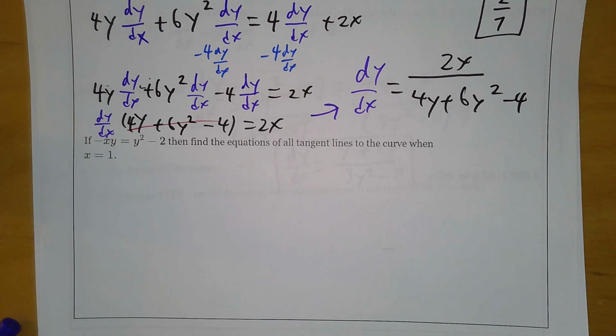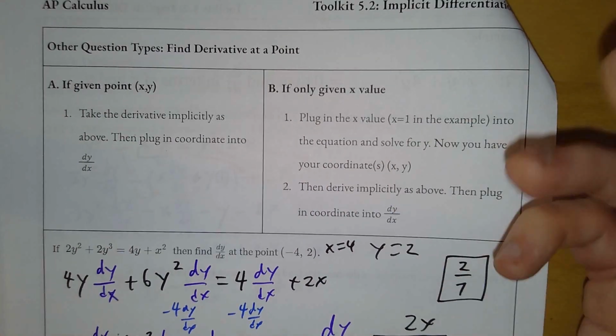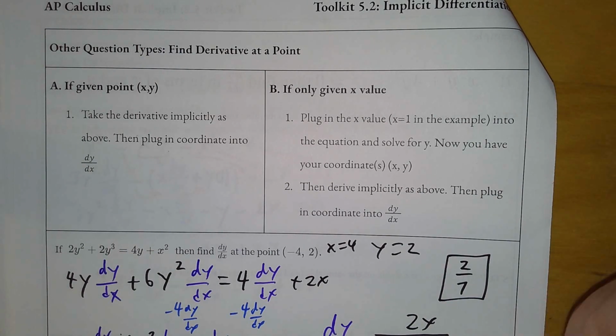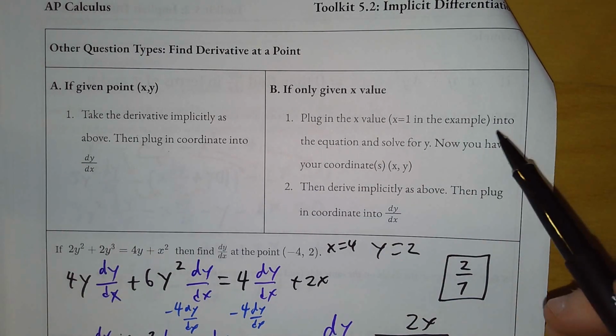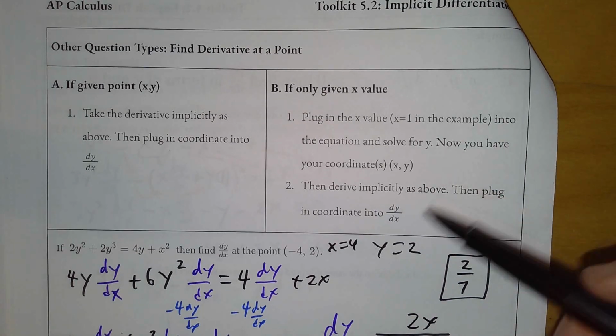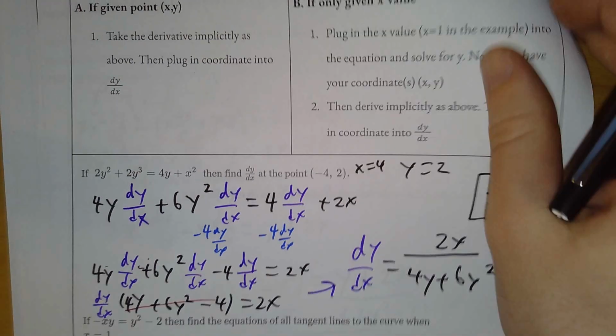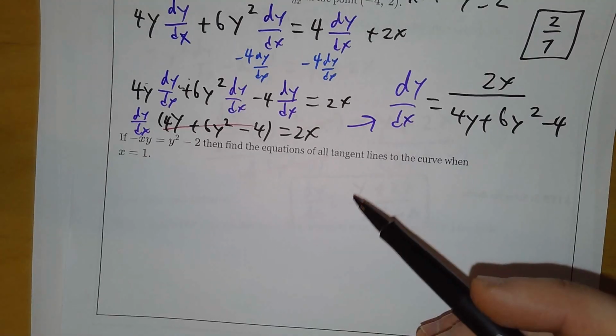All right. If xy equals y squared minus 2, then find the equations of all tangent lines to the curve when x equals 1. Okay, this is a little spicier, this one. So this is kind of following this method here. If you're only given an x value, as in this case, you're going to take that x value and plug it into the equation and get y. Then when you have that, you're going to have your coordinates, and then we follow these steps all over again. And then from there you will get the equations of your tangent lines.